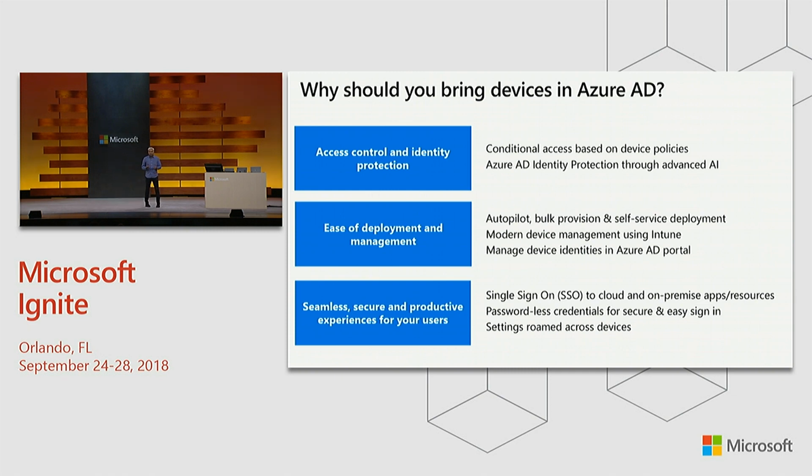If you look at the value we bring with getting devices in Azure AD, it's across three pillars. One is access control and identity protection. This is where you get to leverage things like conditional access, also things like Azure identity protection. If you're a premium Azure AD customer with a P2 license, you get the capabilities of identity protection, which gives you all the goodness from our machine learning that we have in the cloud, and we'll talk a bit about that.